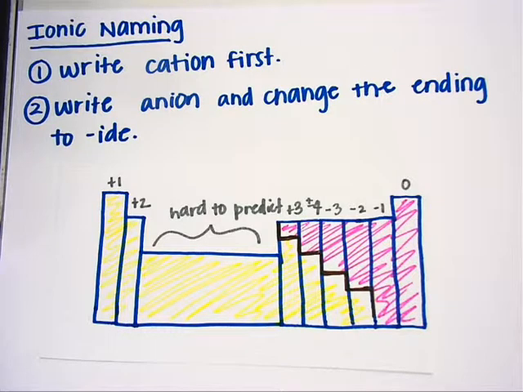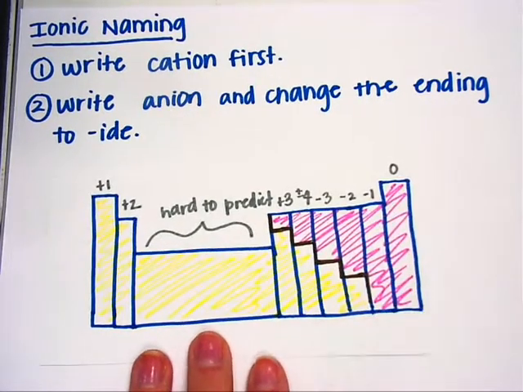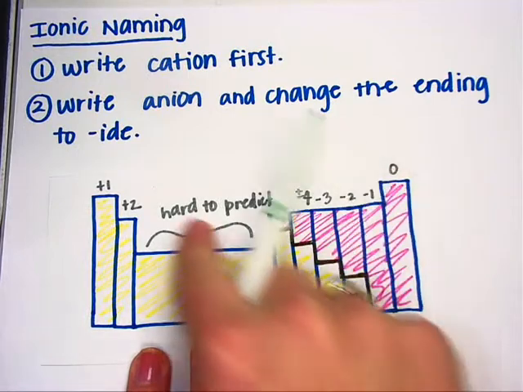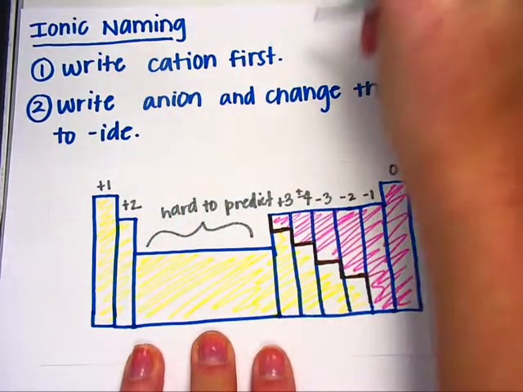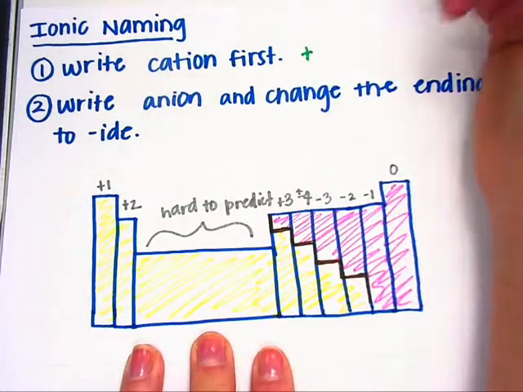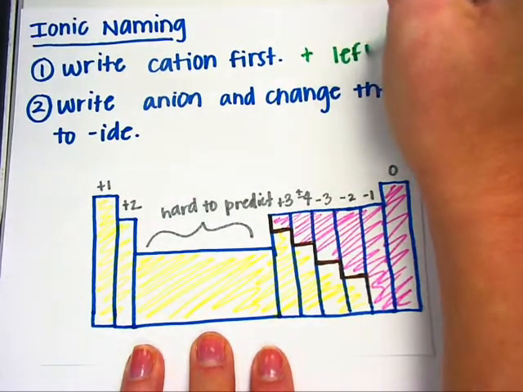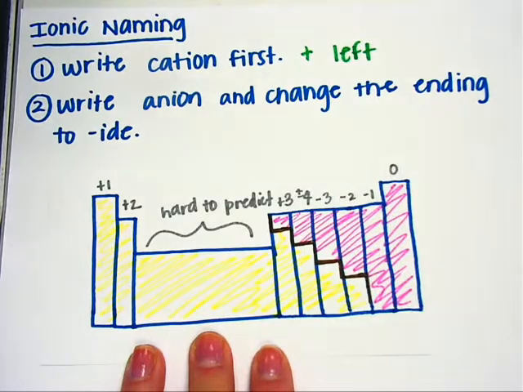So the first thing you're going to do when you're naming an ionic bond is you're going to write the cation. And if you remember when we talked about oxidation number, the charges on the left-hand side of the periodic table are going to be the positive ones. So cations are going to be the positive charges, and those are the elements that you'll find on the left-hand side, or any element or compound of elements that has a positive charge.